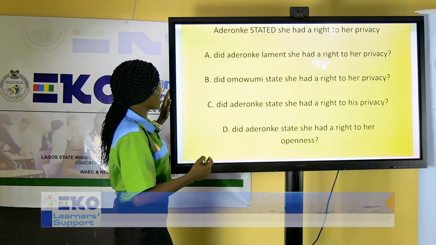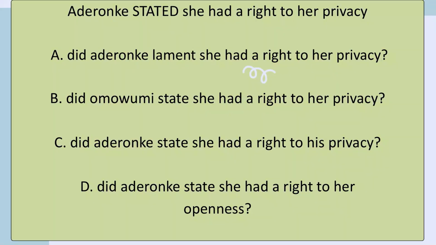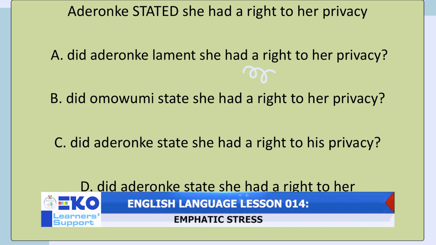Look at the options. We have the first one: did Aderonke lament she had a right to her privacy? Did Omowumi state she had a right to her privacy? Did Aderonke state she had a right to her privacy? Did Aderonke state she had a right to her openness? Now, take a look at the sentence again. Our attention should be on the word stated, right? So did Omowumi, we have did Aderonke lament.